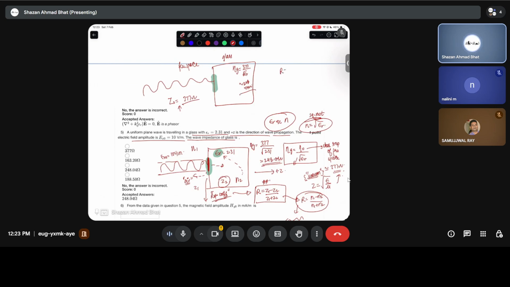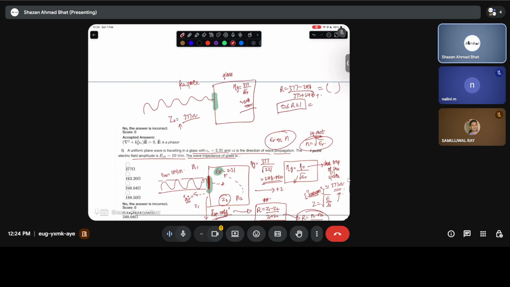If you want to compute the reflection coefficient, you can compute it using these values. You can write the reflection coefficient as 377 minus 248 divided by 377 plus 248. If you compute this value, you will get some value. Obviously, it will be less than 1. Because the denominator is higher, you will get a value close to 0 point something. That will give you an idea about how much of the wave is reflected.